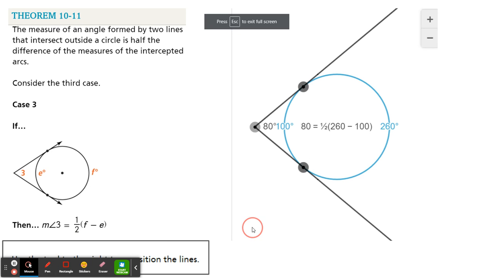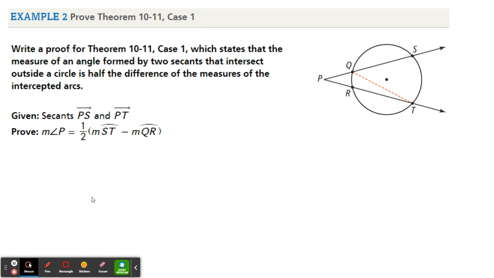All right, so let's take a look at our next example here. So it says, okay, so this is actually a proof. Write a proof for Theorem 10-11 case 1, which states that the measure of an angle formed by two secants outside of the circle is half the difference of the intercepted arcs.